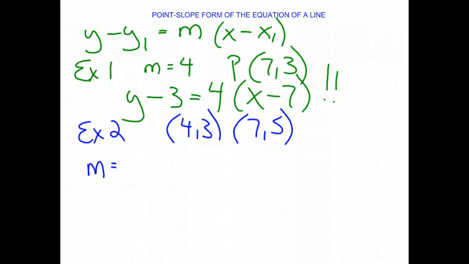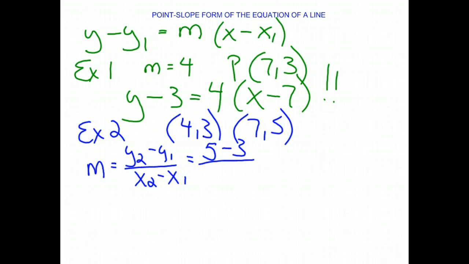So the slope, remember, is y2 minus y1 over x2 minus x1. Okay, now I can plug in numbers. The second y, 5, minus the first y, 3. The second x, 7, minus the first x, 4. 5 minus 3 is 2. 7 minus 4 is 3. Oh, look at that. A slope of 2/3.